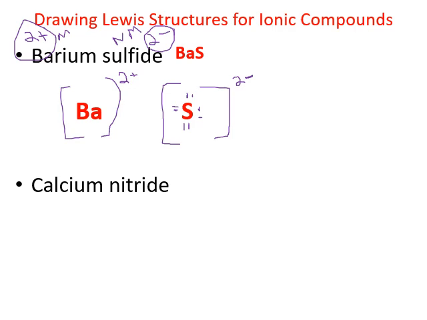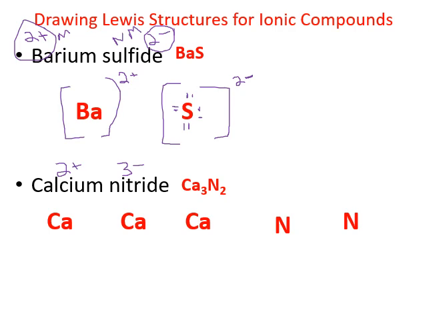Now on your paper, you would draw it a lot nicer than I am. If we were to draw this for calcium nitride, that formula, calcium is a 2, nitrogen is a 3, so it would be Ca3N2. And that would leave us with 3 calcium atoms and 2 nitrogen atoms.